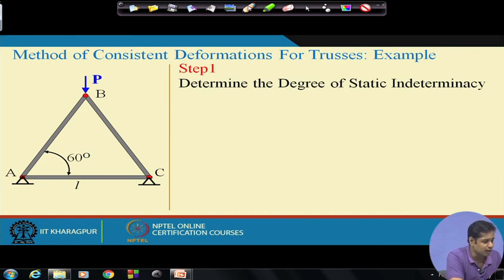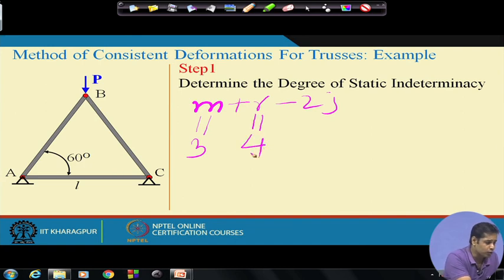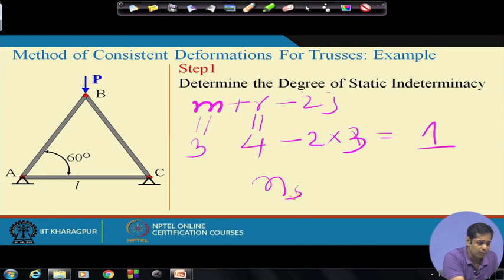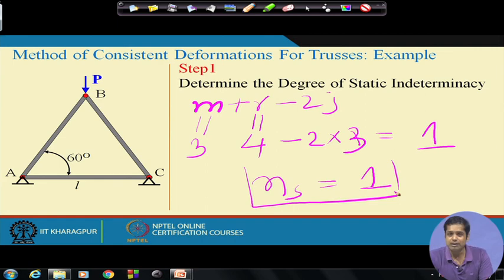We know for a truss the static indeterminacy is m plus r minus 2j, where m is the total number of members, r is the total number of reactions, and j is the number of joints. In this case m is equal to 3 members, r is equal to 4, 2 here and 2 here, Ax, Ay and Cx, Cy, and then minus 2 into the number of joints, which is 3. So this becomes 1. So the static indeterminacy for this problem, ns, is equal to 1. Okay. So this was the first step.